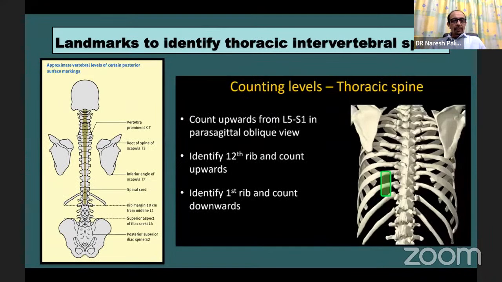Now, how to identify the landmarks? It can be either manual, or those who have the facilities of ultrasound can use ultrasound. There's a prominent spinous process of C7. The root of the spine of the scapula corresponds with T3. The inferior angle of the scapula corresponds with T7. Using ultrasound, you can count upwards from L5-S1 in parasagittal oblique view, or you can identify the 12th rib and count upwards, or identify the first rib and count downwards.